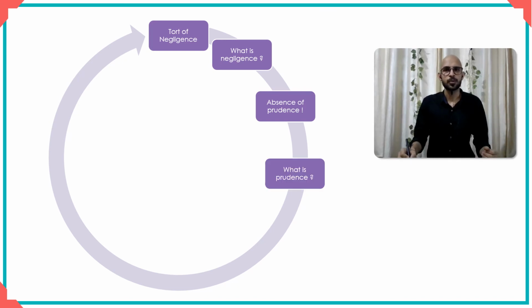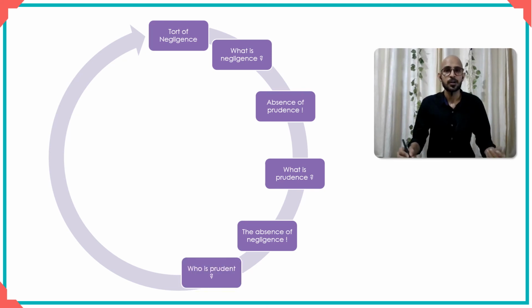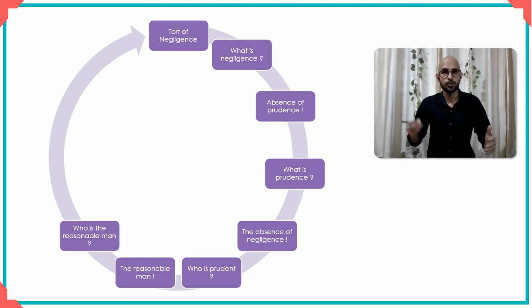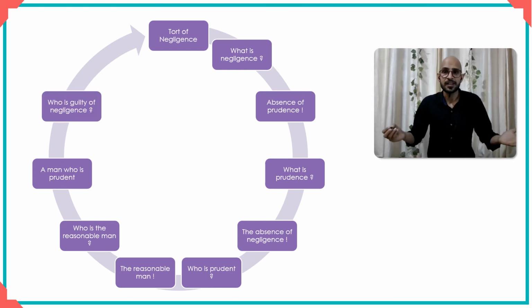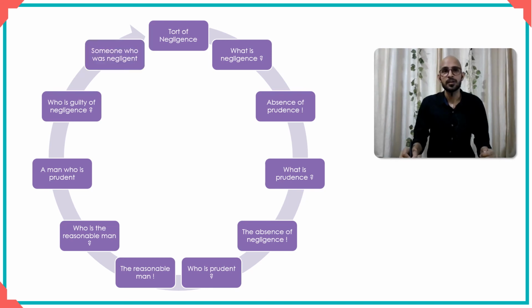Okay. Next question. What is prudence? Well, to that you answer that prudence is the absence of negligence. If that wasn't already getting too unclear, let's look at a few more questions. Who is prudent? And then you say the reasonable man is prudent. Then you ask, who is the reasonable man? The answer you find is that a man who is prudent is the reasonable man. Who is guilty of negligence? Well, someone who was negligent. You see, there is a kind of cyclical thing that is going on here.